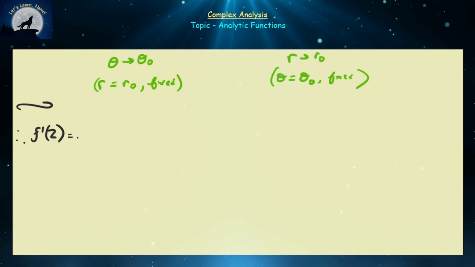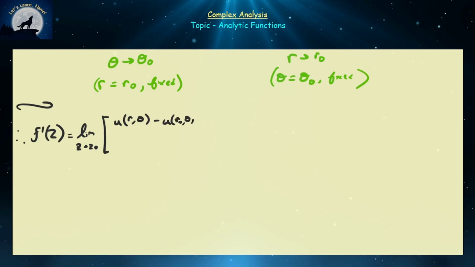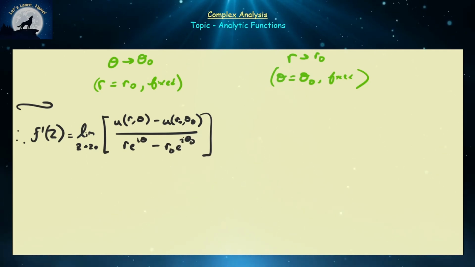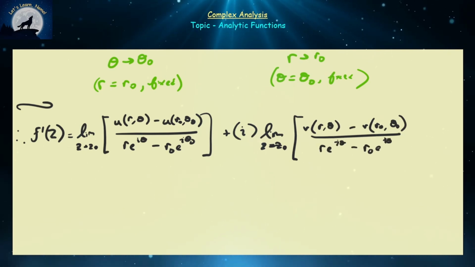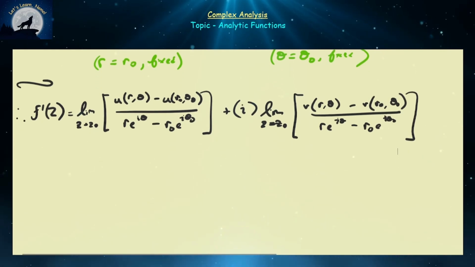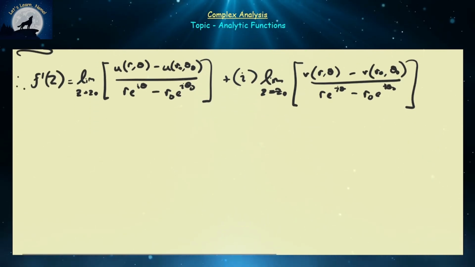So f prime of z will be equal to the limit as z approaches z naught of (u(r, theta) minus u(r naught, theta naught)) all over (r e^(i theta) minus r naught e^(i theta naught)), and then plus i times the limit as z approaches z naught of (v(r, theta) minus v(r naught, theta naught)) all over (r e^(i theta) minus r naught e^(i theta naught)). And now we're going to approach these from our two directions that we mentioned before.